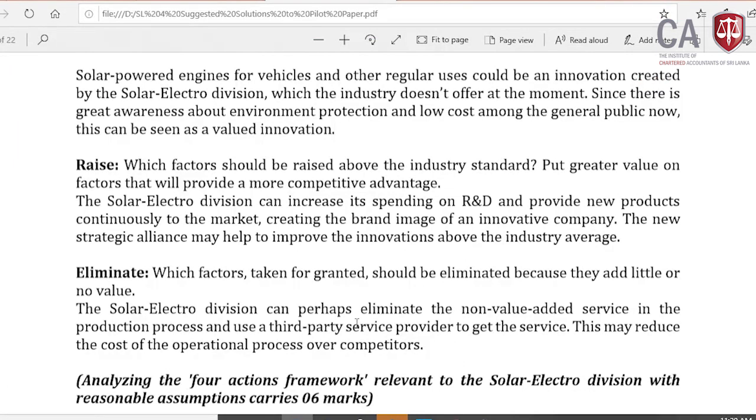Then look at these applications. The Solar Electric Division can increase spending on research and development and provide new products continuously to the market, creating the brand image of an innovative company. The new strategic alliance may help to improve the innovation above the industry average. So they can spend more on research and development, create a stronger brand image, and the strategic alliance will help them improve innovation above the industry standard. Eliminate, that also we identified earlier.